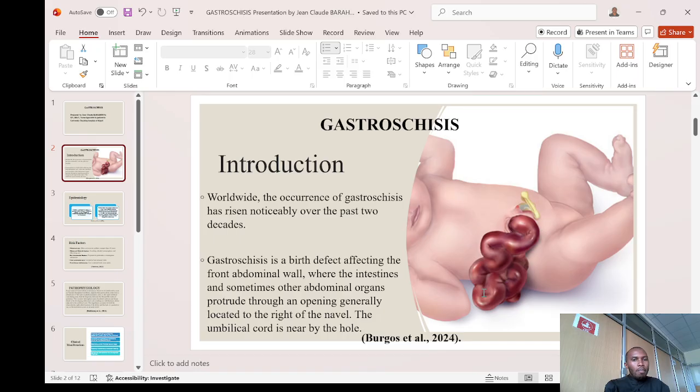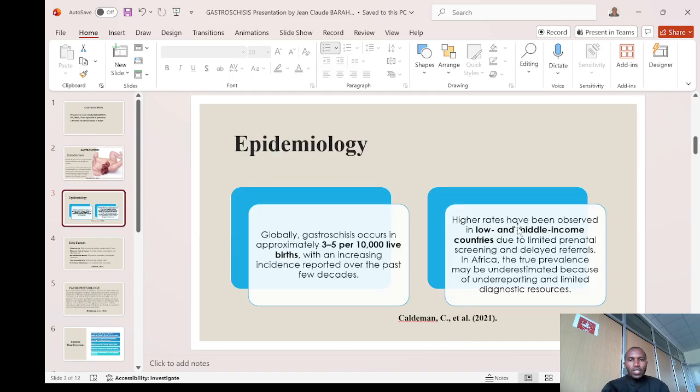Gastroschisis is a birth defect affecting the frontal abdominal wall, where the intestines and sometimes other abdominal organs protrude outside the opening, generally located to the right of the navel. The umbilical cord is nearby the hole. As you see in this picture, there is intestine protruding outside the abdomen to the right side, and this indicates that this is a gastroschisis.